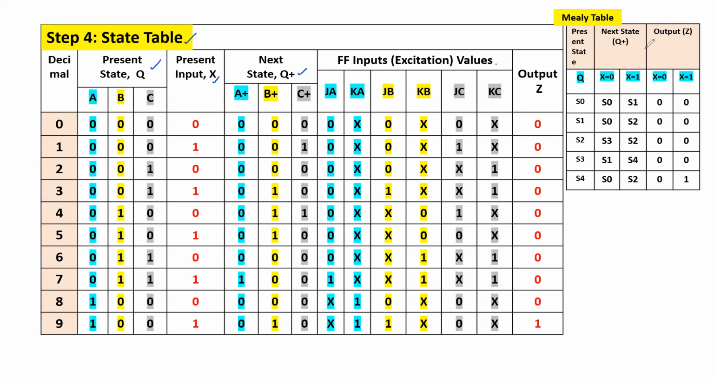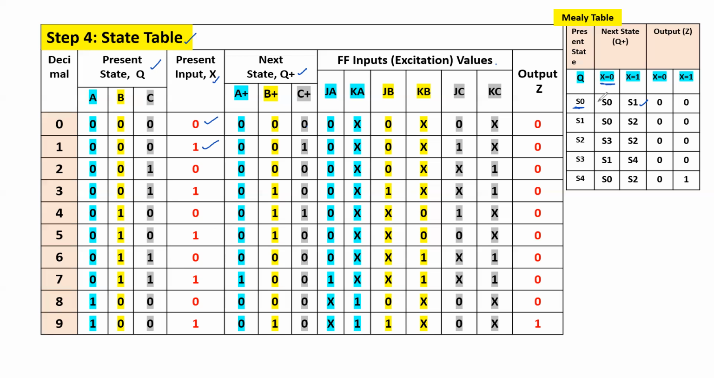Now, this is the Mealy transition table. With the help of this Mealy transition table, by assigning the binary values to each state, we should fill all these columns. Okay, now we should see the first state S0. S0 is 0, 0, 0, the binary value. When x equal to 0, it goes to 0, 0, 0. Next, S0 goes to S1 when x equal to 1. That means when x equal to 1, 0, 0, 0 goes to 0, 0, 1. In this way, we should fill all these rows.